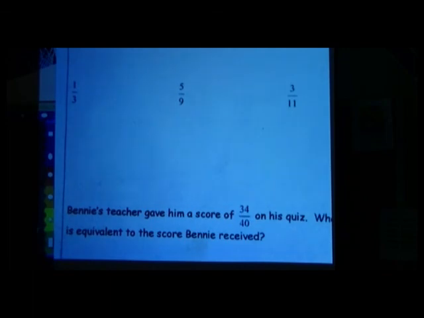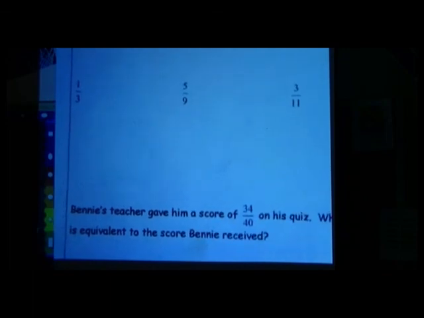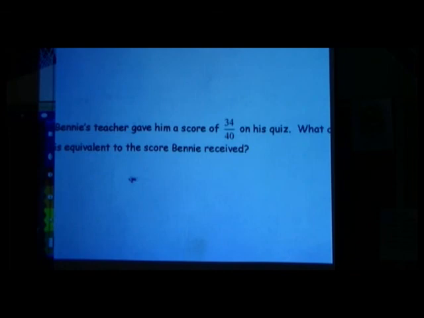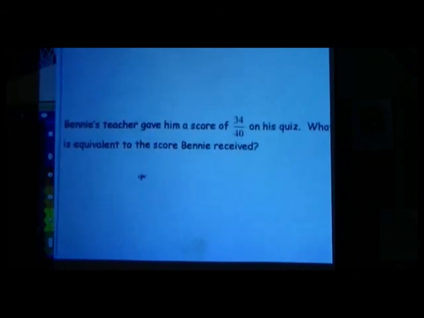Alright, so I'm going to let you do these 3 problems on your own, the 1/3, the 5 9ths, and the 3 11ths. Remember, if you find a repeating pattern, you can stop, or just use the bar notation, or if you get a remainder of 0, you can stop as well. Okay, and then you can do that application problem where Benny's teacher gave him a score of 34 over 40 on his quiz, and they want to know what decimal is equivalent to the score Benny received. All right.